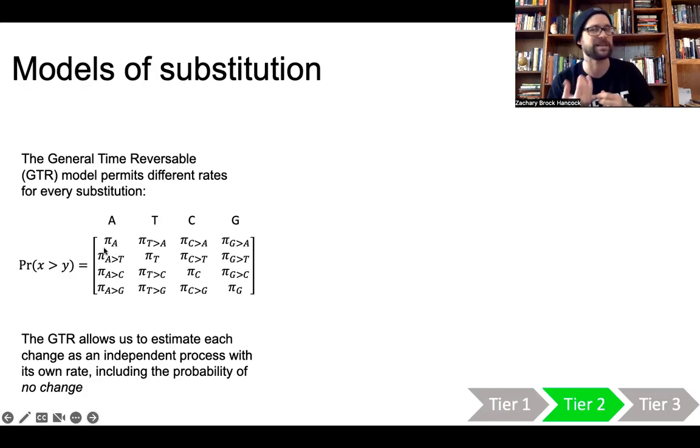So we often call this the invariant rate. So the rate of just staying exactly the same as these particular values, right? So the GTR allows us to estimate change as an independent process with its own rate, including the probability of no change, which is the invariant rate. This is the model that more often than not, you're going to see applied in phylogenetics.